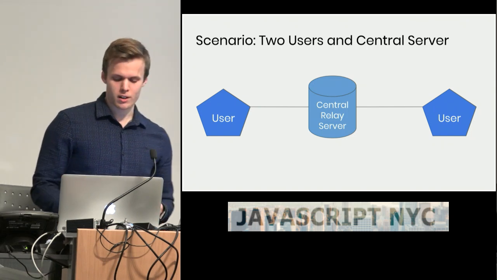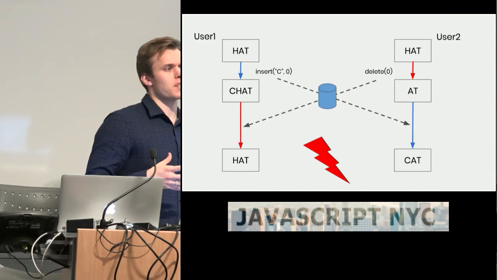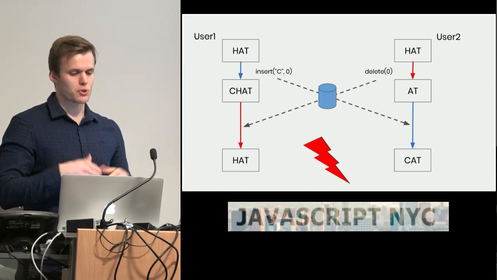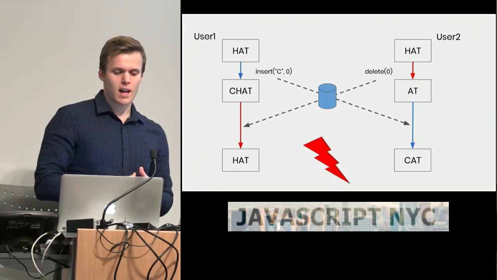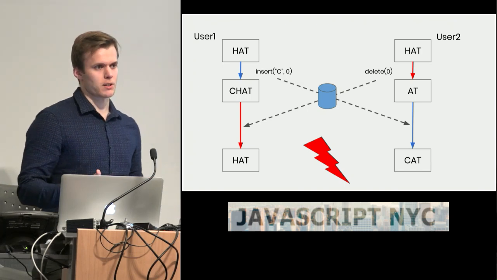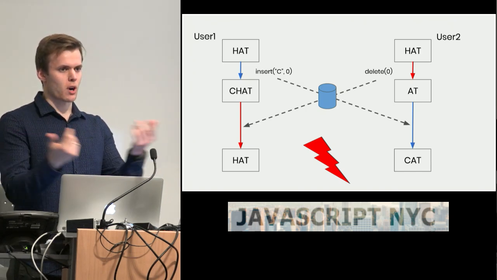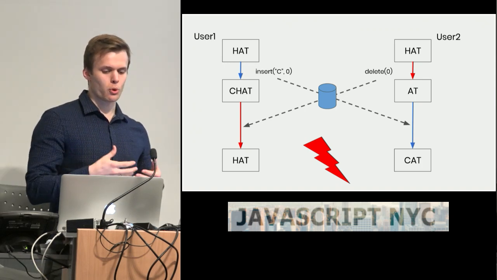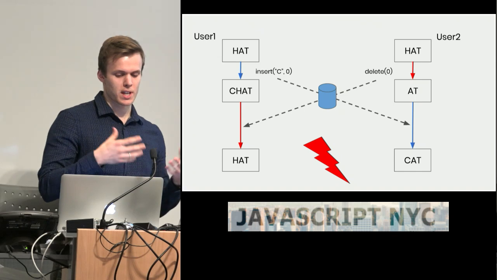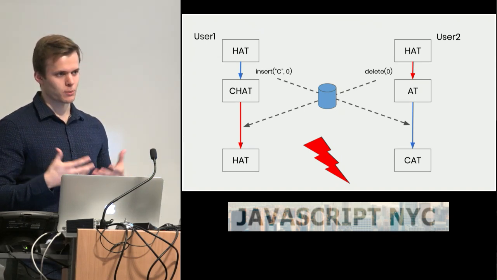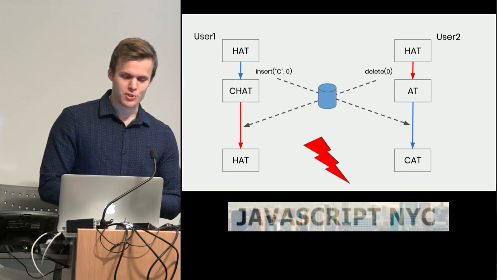And it turns out there are. Let's say two users make concurrent inserts and deletes at the same time. User 1 and user 2 both start with hats. Say user 1 inserts a C at the beginning of the line, while user 2 deletes the first character. When those operations are sent across the server to the other user, user 1 is told to remove the first character, so they get hats, while user 2 is told to insert a C at the beginning of the line to get cats. Well, hats and cats are not the same, so something went wrong.